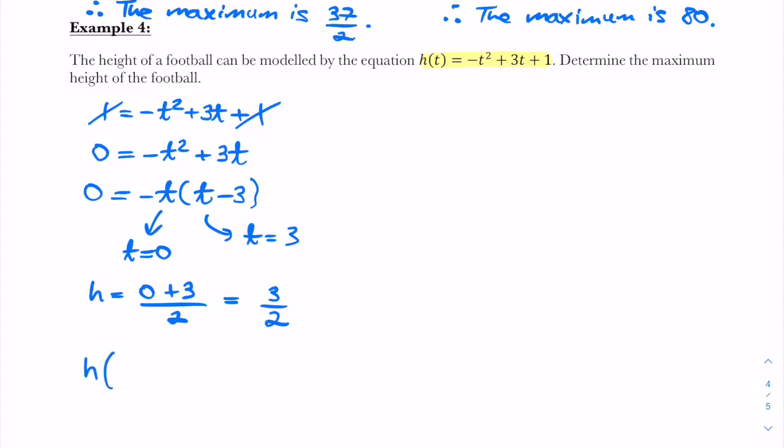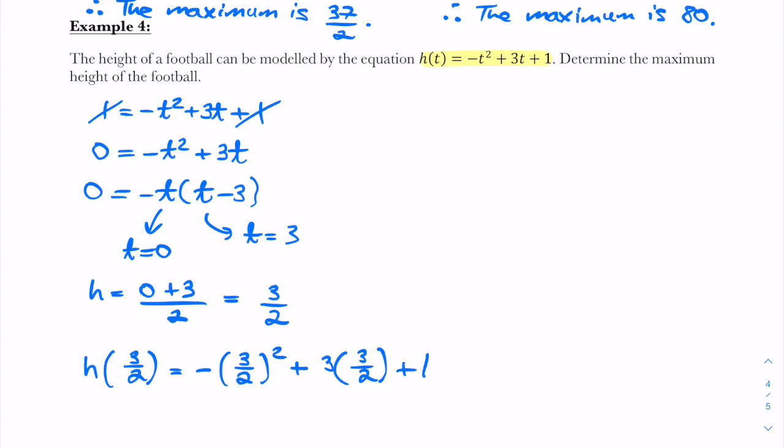So h of 3/2 equals negative 3/2 all squared plus 3 multiplied by 3/2 plus 1. All right, I'll let you work this out. You can do this by hand or punch it in on your calculator, but you should get positive 13/4 as your final answer. Because our a value is negative, the football will reach a maximum height, so therefore the maximum height of the football is 13/4 meters.